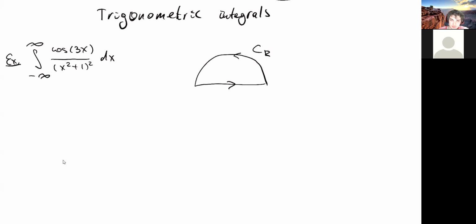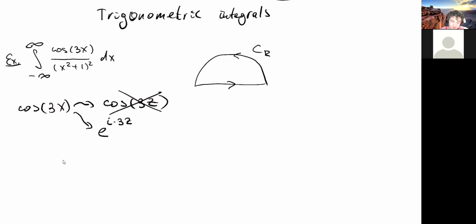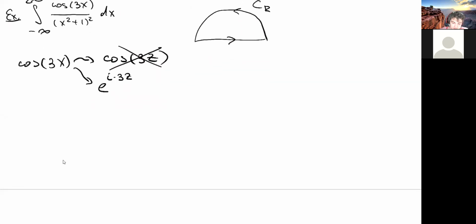Now, a general fact is that cosine and sine are kind of bad, although even when we plug in z they remain analytic. It's typically better to replace cosine of 3x in this case not with the simple way, cosine of 3z, but this is typically a wrong approach. We'll instead replace it with e to the i times 3z. So this i will help us. And what do we get then?